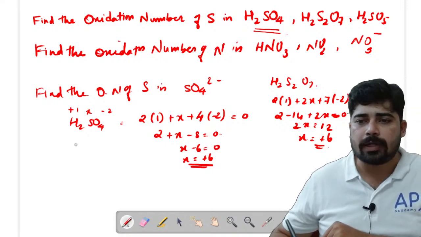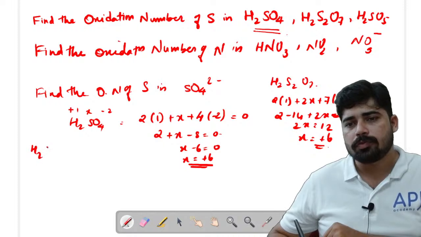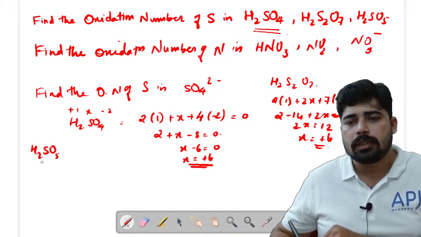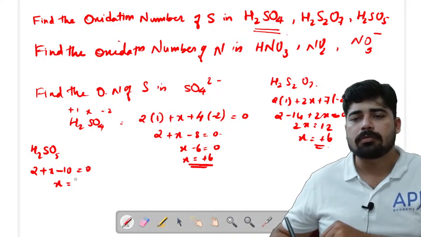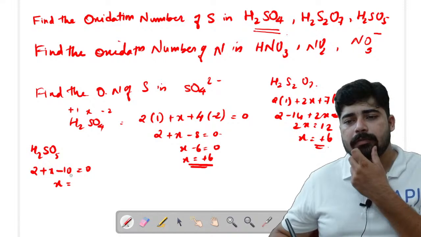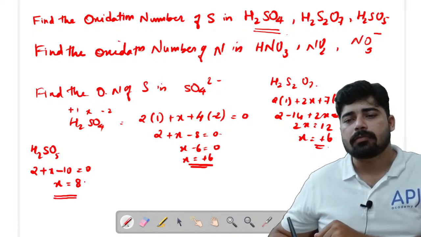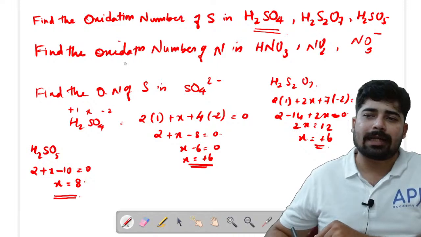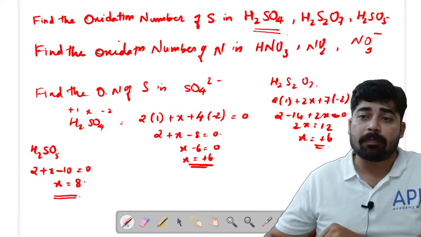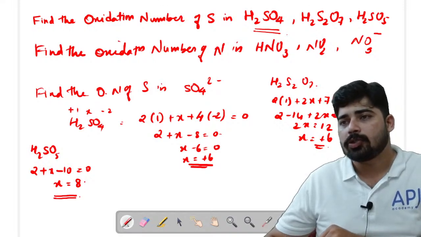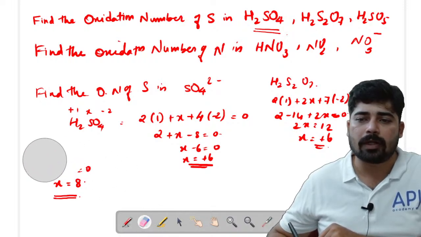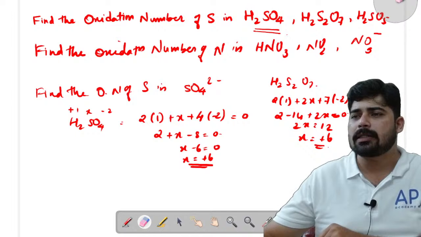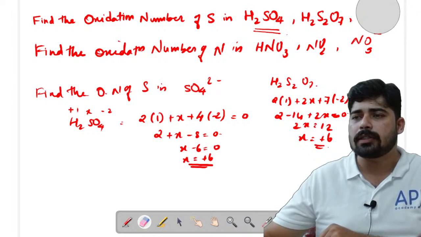Now what about H2SO5? Here hydrogen 1 into 2, that is 2, plus x minus 10 equal to 0, x equal to 2 minus 10, that is -8, so x equal to +8. Actually, here it is an exceptional case. There is a peroxide linkage in this structure, so I am going to rub this out because this is an exception case where you should not find the value like this. We may be discussing certain exception cases in that area later on.